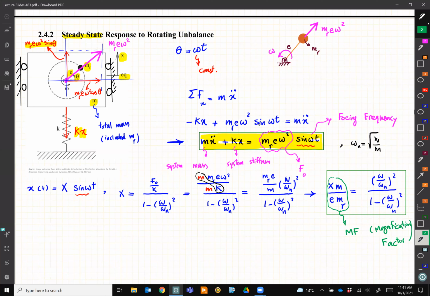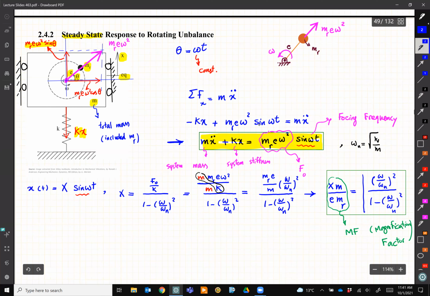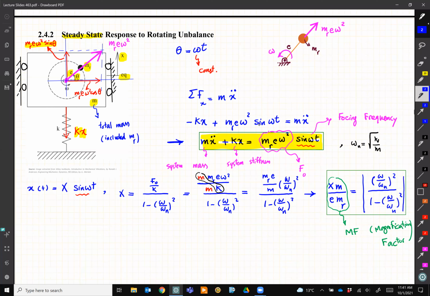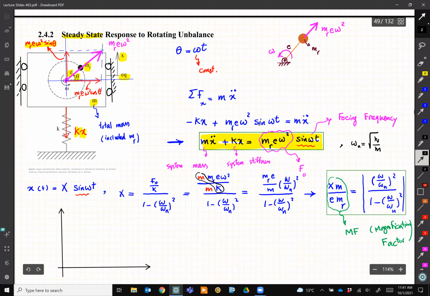Also, we can plot the whole thing. So like always, we care about the amplitude or the magnitude, so we put the whole thing inside the absolute brackets. And let's just quickly plot this M as a function of omega over omega n. And this is MF.